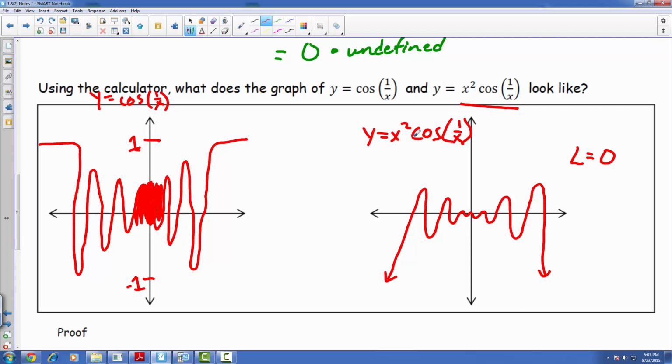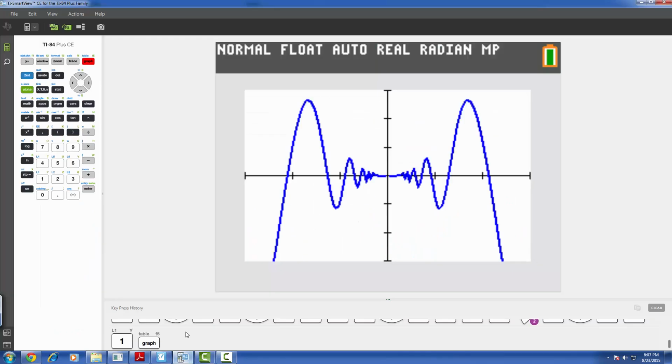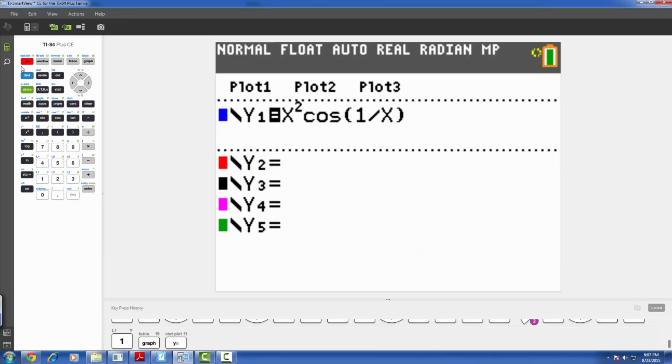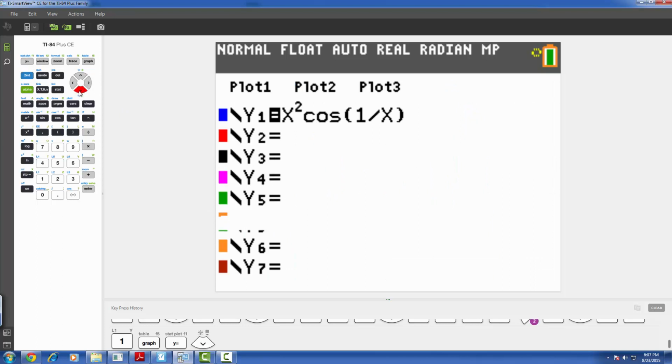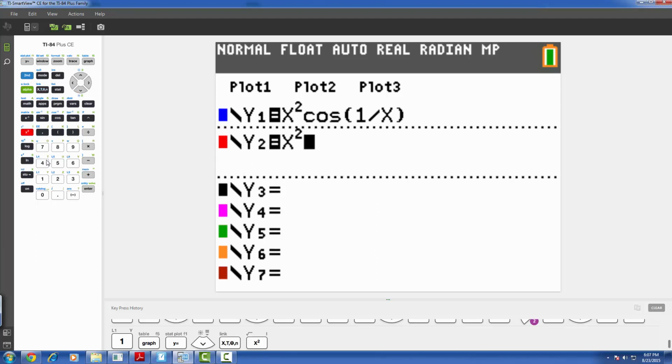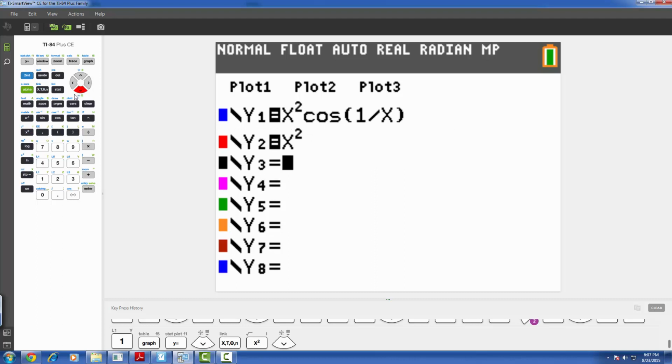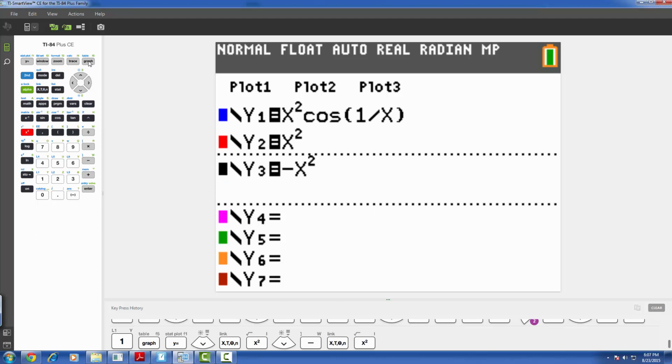Now, let's just for a moment go ahead and graph x squared and negative x squared. I'm going to go ahead and go to y equals. I'm just going to graph these as two totally different functions. Okay? So we have x squared and negative x squared. Going ahead and hitting graph.